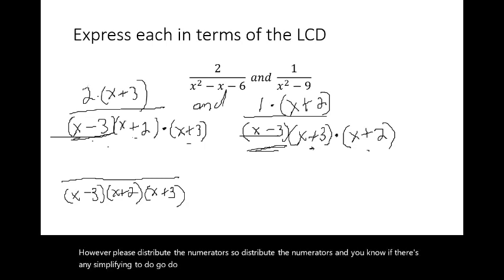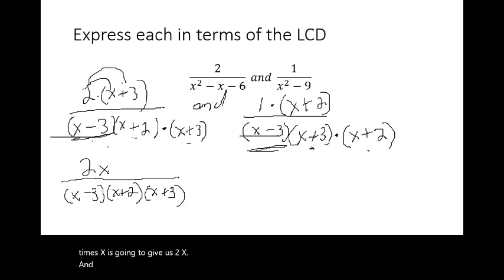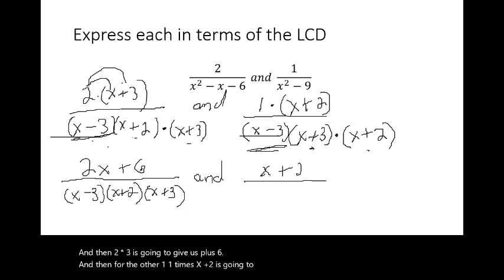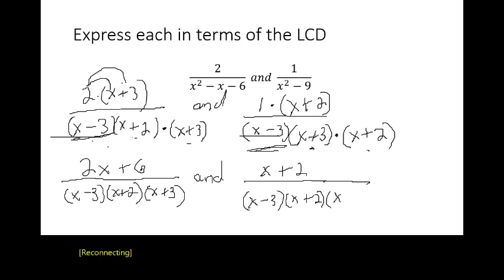So I'm going to distribute this 2 to this x plus 3. So 2 times x is going to give us 2x, and then 2 times 3 is going to give us plus 6. And then for the other one, 1 times x plus 2 is going to be x plus 2. And remember, we are going to just leave the denominator alone. So we're going to leave the denominator as x minus 3 times x plus 2 times x plus 3. And remember, it really doesn't matter what order these factors are in, as long as they are all there.